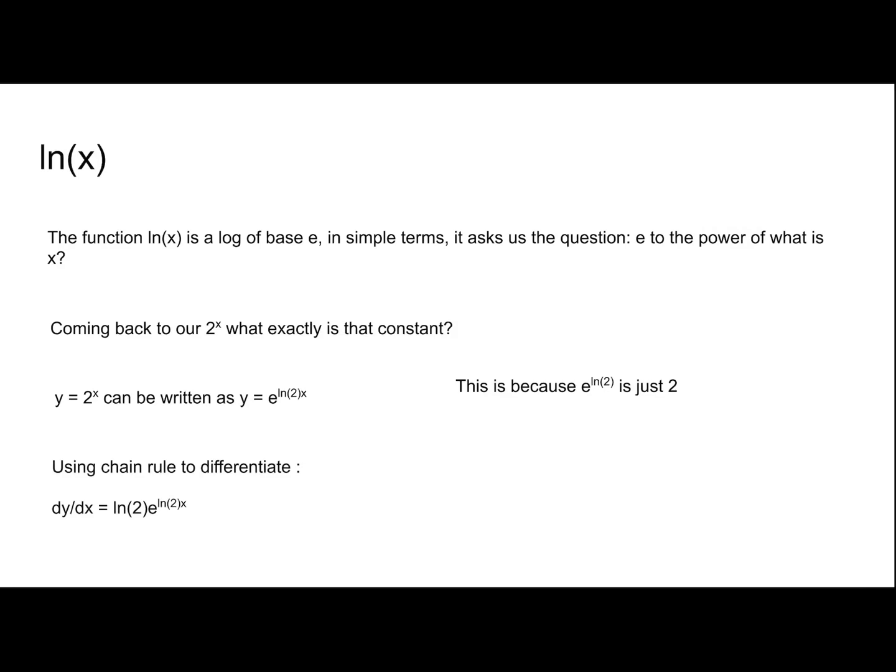So, correspondingly, if we use 3 to the power of x or 4 to the power of x, the constant would just be the ln of that base. For example, if we have 3 to the power of x, the constant would be ln of 3. If we have 1000 to the power of x, the constant would be ln of 1000. So that's the magic. That's the beauty of exponentials. The constant is just ln of that base.